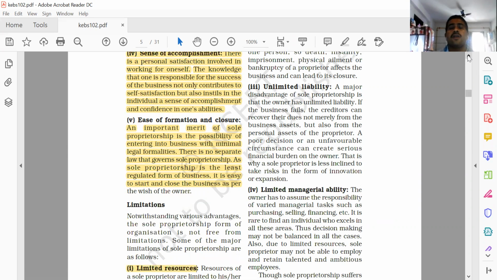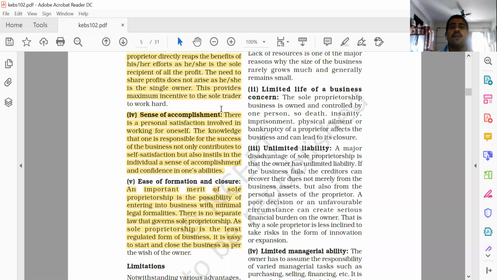Number 2 is what? Number 2 is limited life of a business, वो भी हमने पढ़ा उसके कैरेक्टरिस्टिक्स में। लॉन्ग लाइफ नहीं है, लिमिटेड लाइफ ऑफ द बिजनेस कंसर्न। द सोल प्रोप्राइटर बिजनेस इज ओन्ड एंड कंट्रोल्ड बाय वन पर्सन। तो डेथ हो सकता है, इंसैनिटी हो सकता है, इम्प्रिजनमेंट हो सकता है, सब पढ़ा आपने। फिजिकल एलिमेंट कुछ भी हो, it leads to the closure of the business.